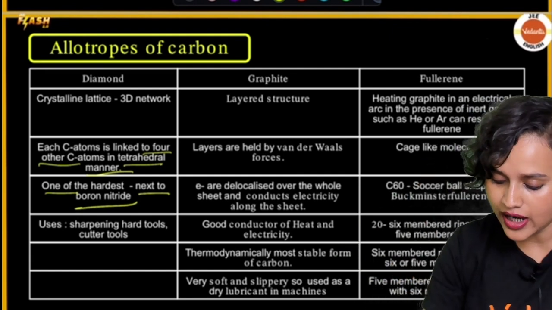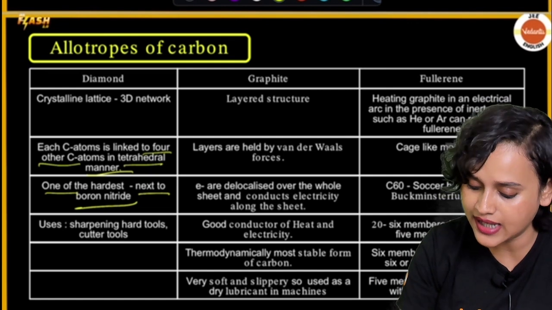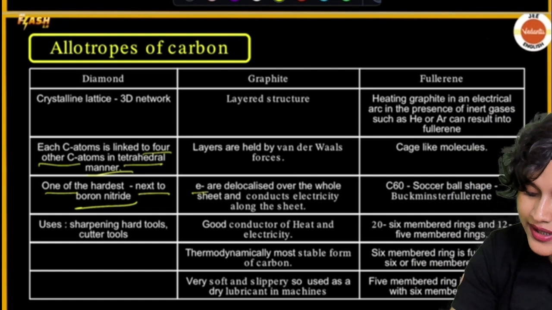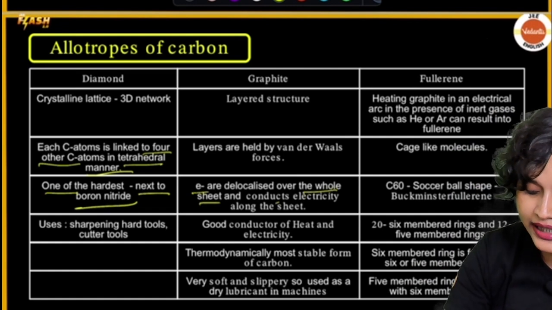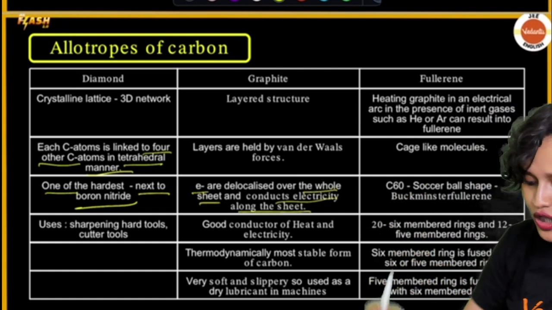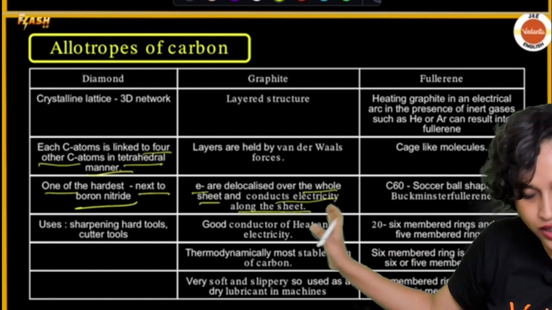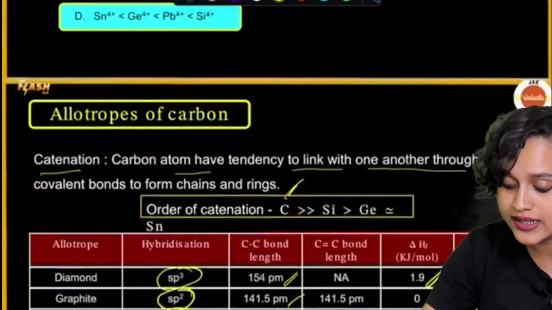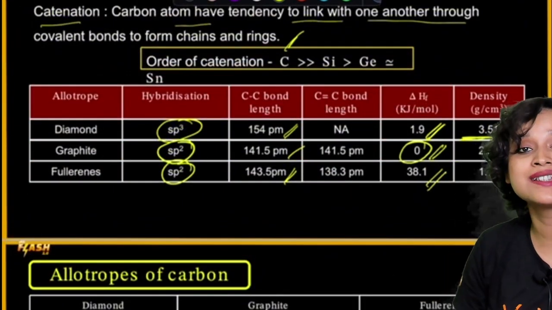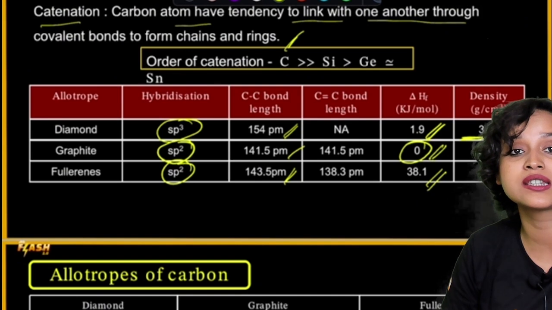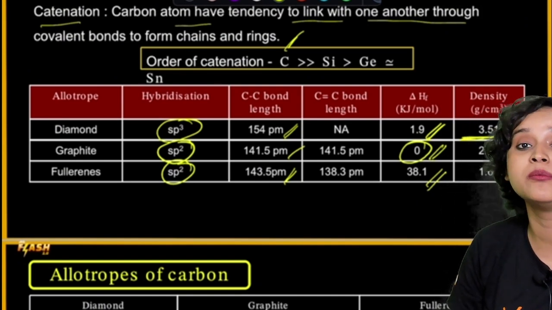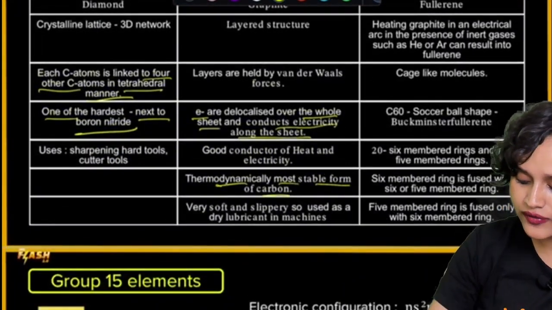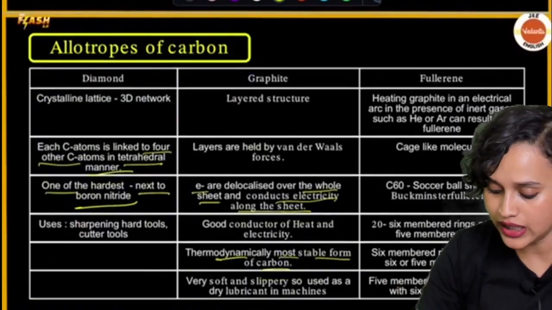Now we come to graphite. Graphite has a layered structure. Layers are held by van der Waals forces. The electrons are delocalized over the whole sheet and they conduct electricity along the sheet. It is a good conductor, but you already know that. It is the thermodynamically most stable form of carbon. Now do you understand why its delta Hf is 0? Because thermodynamically it is the most stable allotrope of carbon. It is very soft and slippery, so it is used as a dry lubricant in machines.